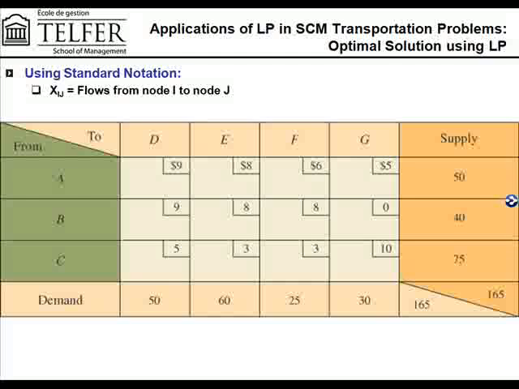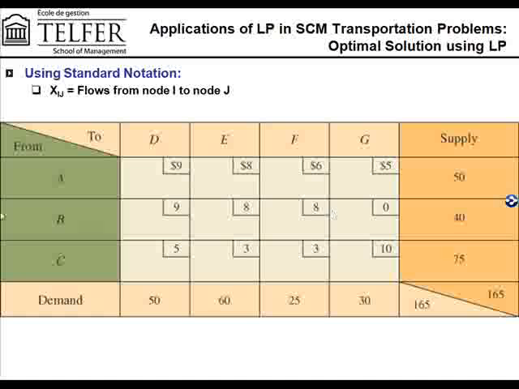You're given the constraints for the supply for each of the supply points. A can supply a maximum of 50, B can supply a maximum of 40, C can supply a maximum of 75, and you're given the constraints for the demand points. Requirements for D are 50, requirements at E are 60, at F are 25, and at G are 30. This again is an example of a balanced problem, so it's very easy to solve. I'll show you the manual formulation before I move on to the Excel spreadsheet formulation of this.